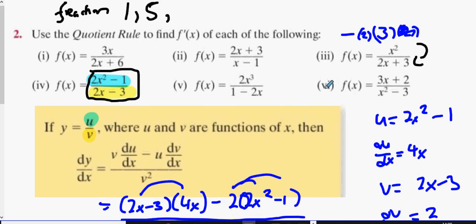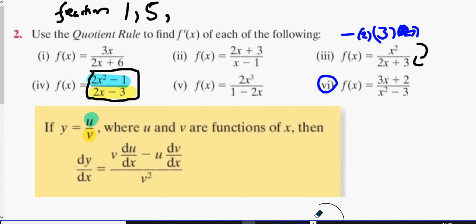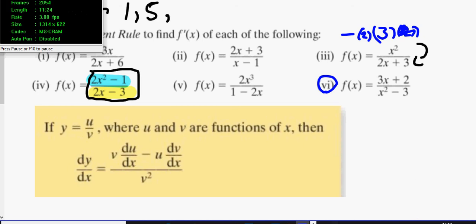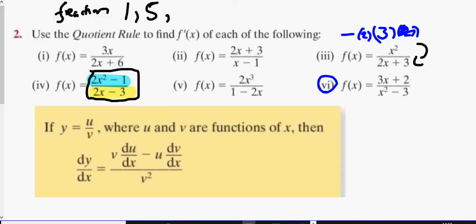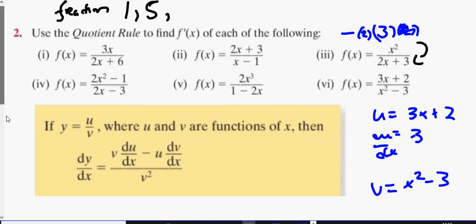Alright, so here's what I want you to try now. You try part 6 on your own. Similar technique. Lads, u is 3x plus 2. du dx is 3. v is x squared minus 3. dv dx is 2x. Is that okay?